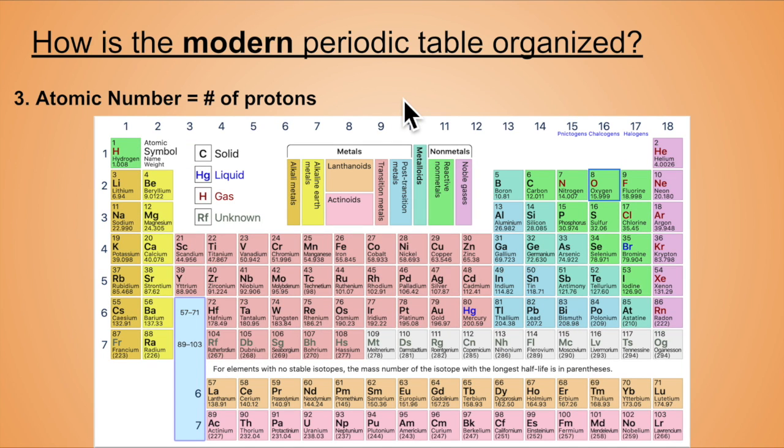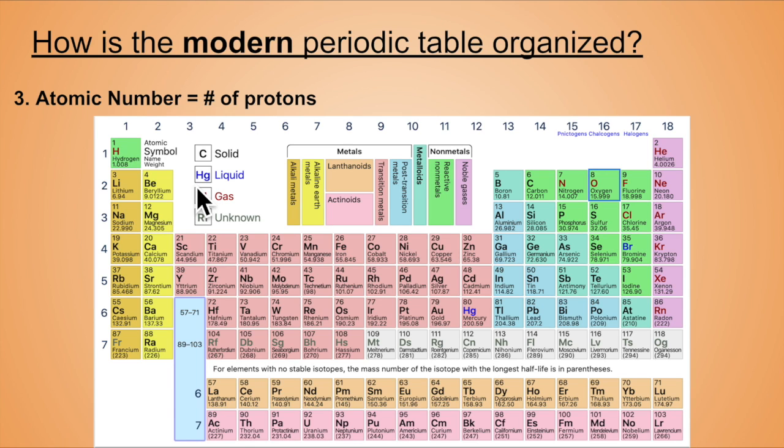Okay, and then the third way that the modern periodic table is organized is by the atomic number. We just reviewed that, but how about one more time? What is the atomic number signifying? Yep, well, it's right here on the screen. Number of protons, it's also the number of electrons.